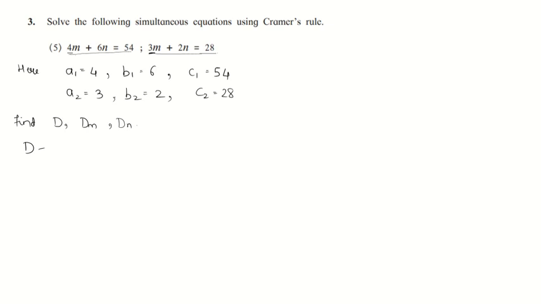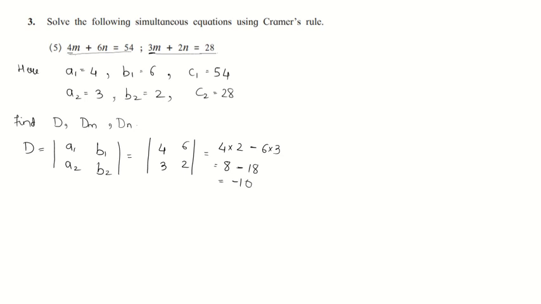Find D first. To find D, it is a1, a2, b1, b2, that is 4, 3, 6, 2, which is equal to 4 into 2 minus 6 into 3. 4 twos are 8, minus 6 threes are 18. Answer is minus 10. D is minus 10.